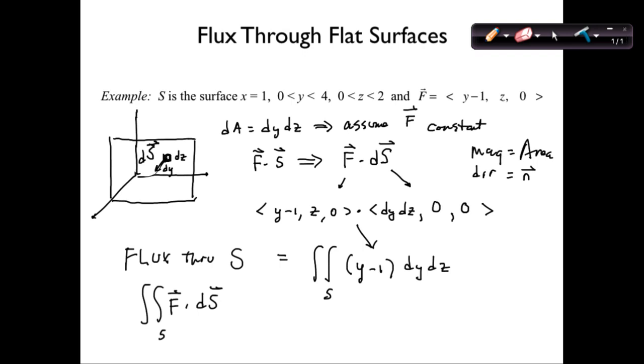And so then what's our limits on our double integral? Super easy, right? I got dy first. So y goes from 0 to 4, 0 to 2. Do the math, it's easy. You get 8. It's an easy double integral, you get 8. And what do we expect? Positive or negative? Positive. So that checks out.